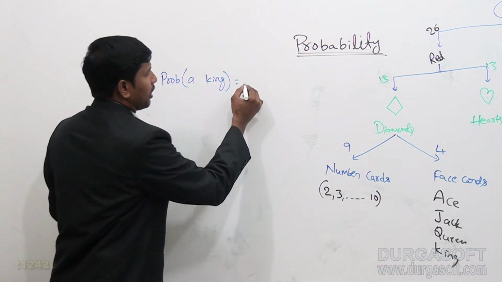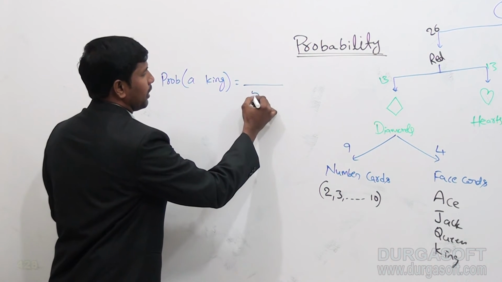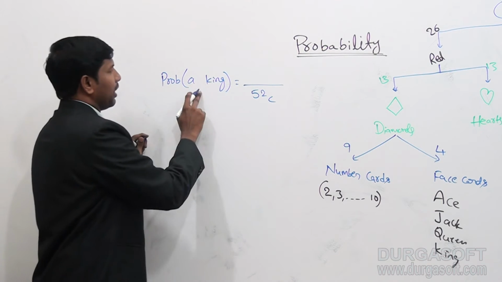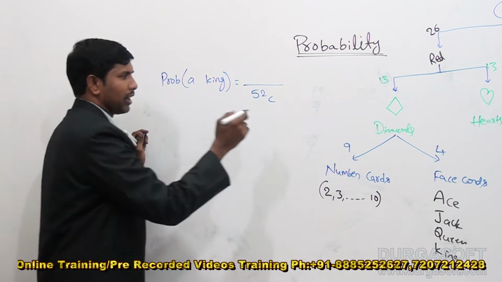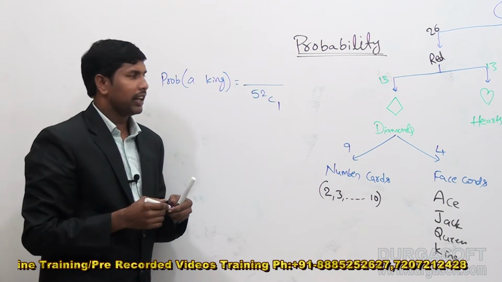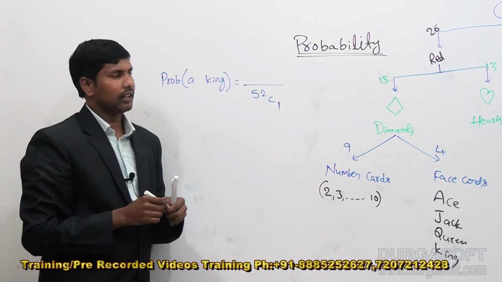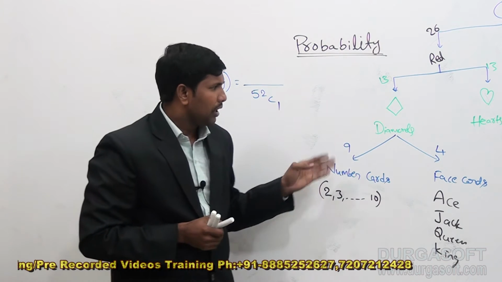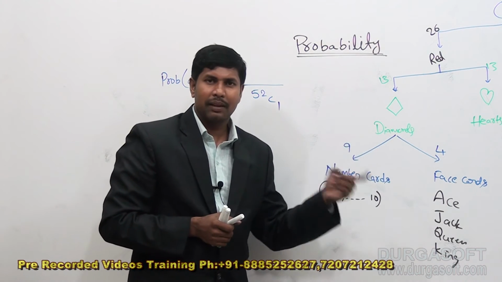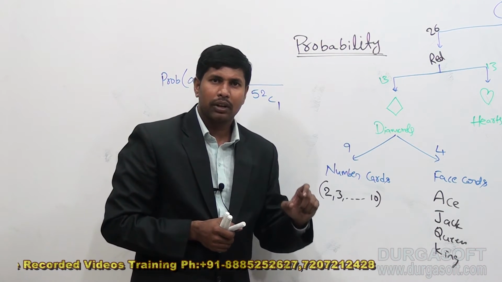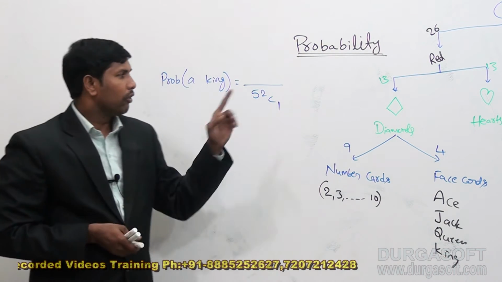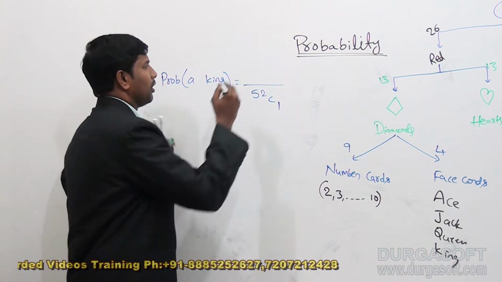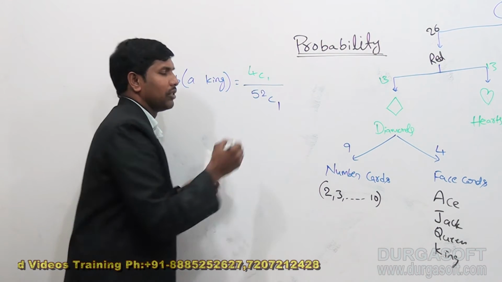Now we know that the denominator is always 52C. We are selecting a king, which means only one card, that's why it is 52C1. Now I am selecting a king card. Totally we have 4 types, and each type has a king, so altogether we have 4. Out of 4 we are selecting one, so this is represented as 4C1.